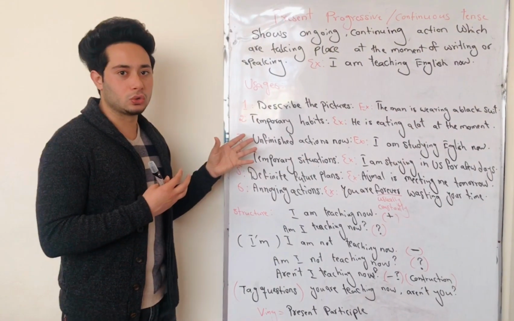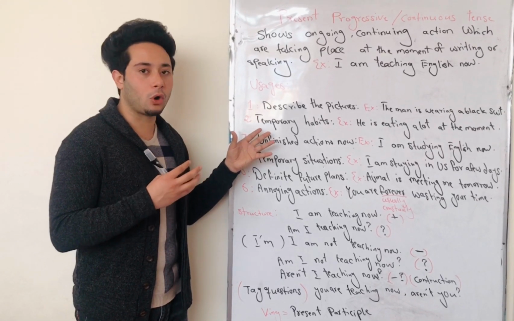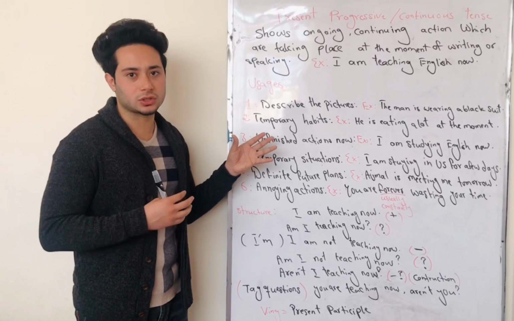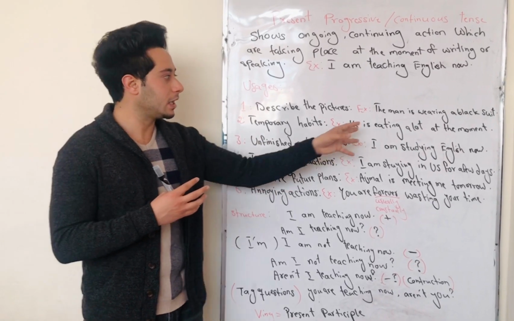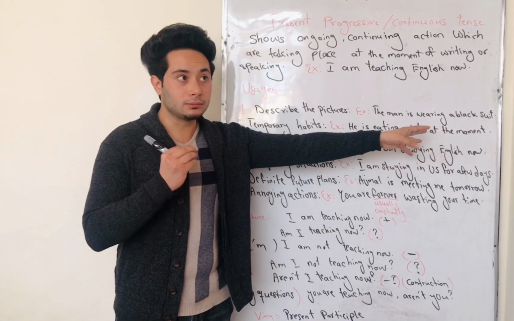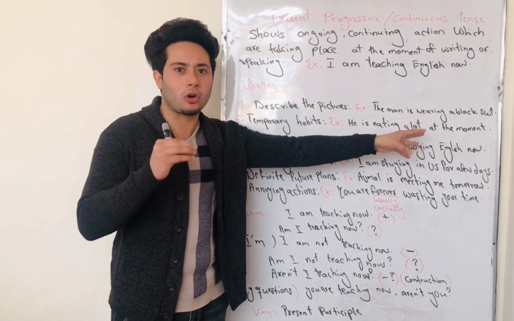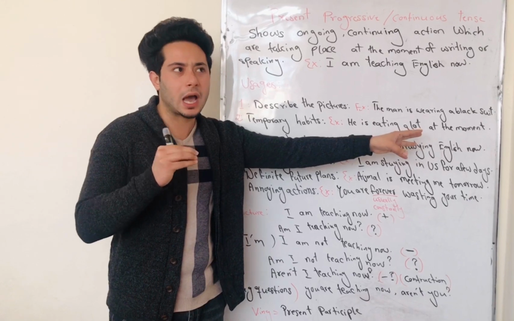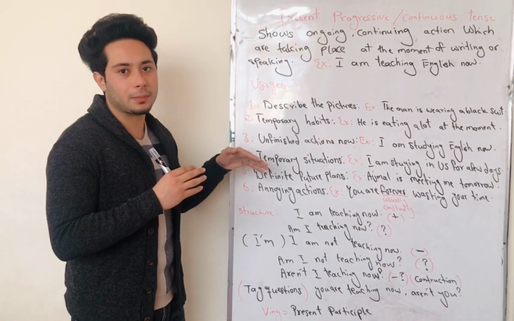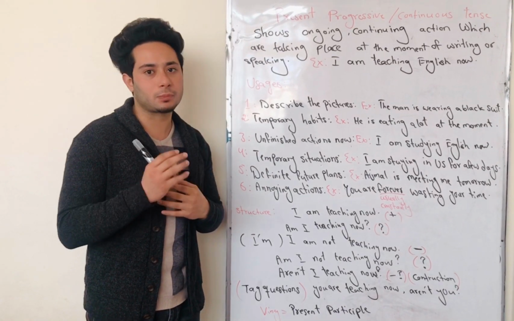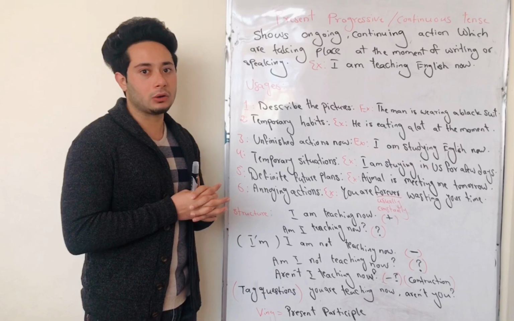The second usage of present progressive tense is that we use it to talk about temporary actions. What are temporary actions? Temporary actions are those actions that are not permanent. For example, he is eating a lot at the moment. By using now, at the moment, and also these days, we can talk about temporary habits.